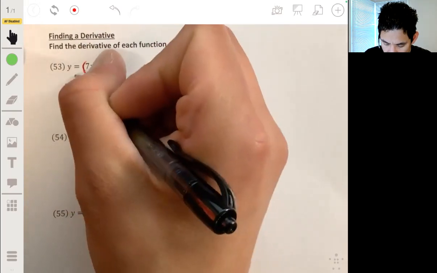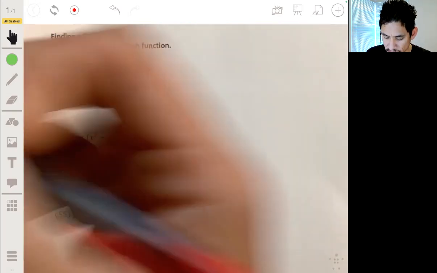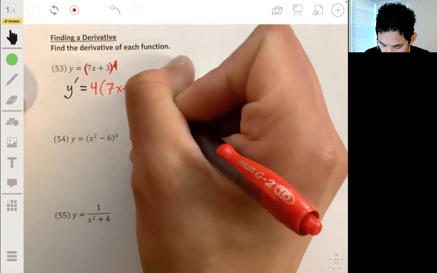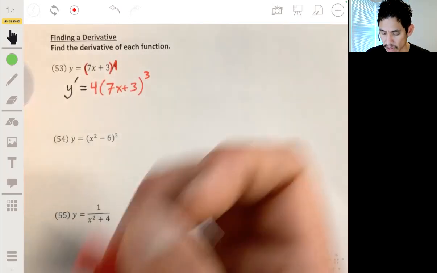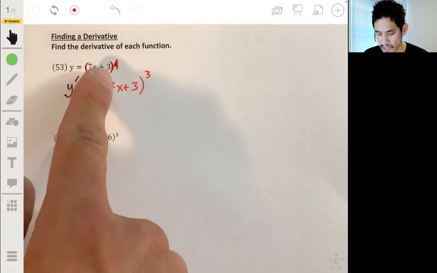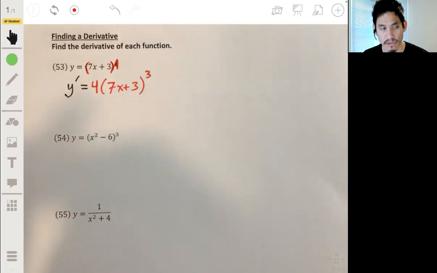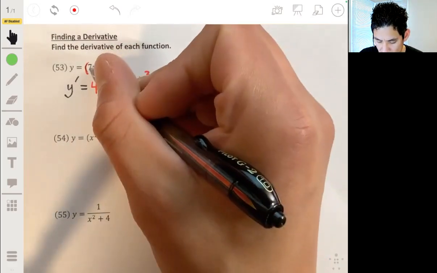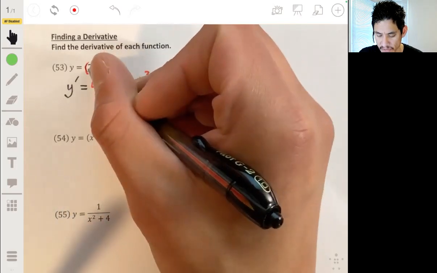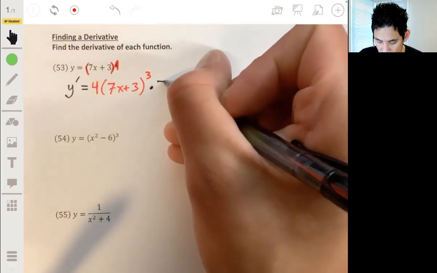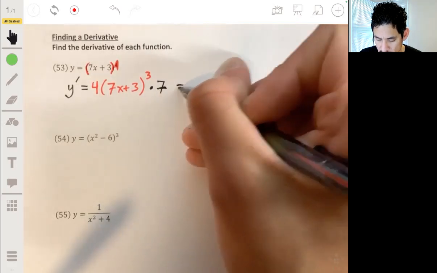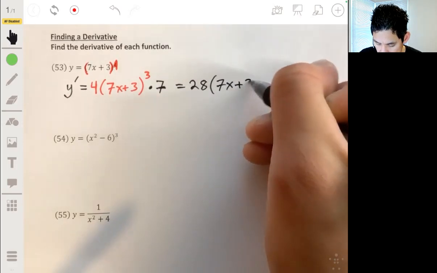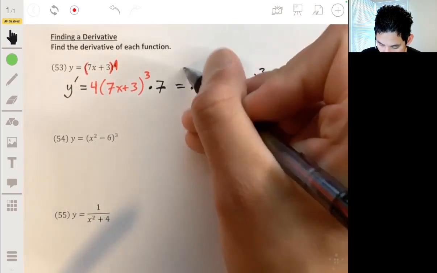So then y prime will be equal to the derivative of the outside function, which is 4 times 7x plus 3 to the third power. We keep the inside the same. We just basically use the power rule to lower that 4 to the 3. And then we multiply this by the derivative of the inside, or the derivative of 7x plus 3, which is just 7. And this just simplifies to 28 times 7x plus 3 to the third power.